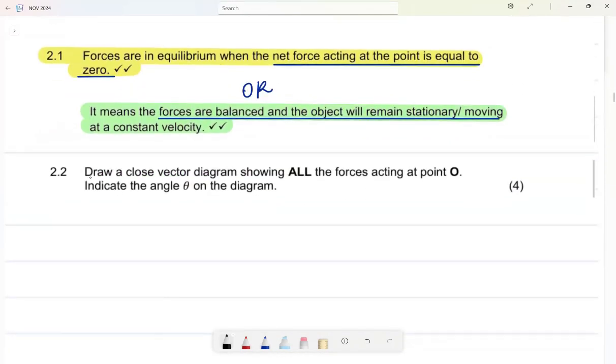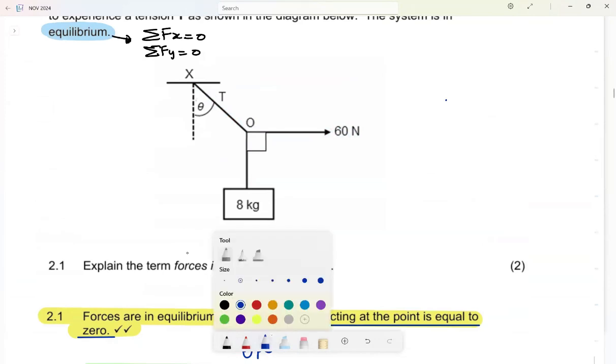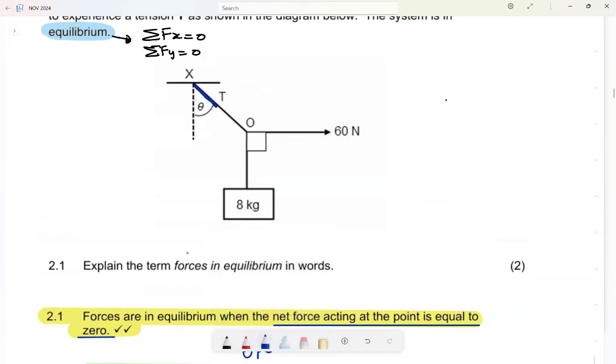Then 2.2 says draw a vector diagram showing all the forces acting at object O. Indicate the angle theta in the diagram. Many students struggle to draw this, but it's very easy. Let me show you. First, you know it is in tension, so this is your tension. And then draw your gravitational force FG here. Remember, this object will experience FG, so that FG will act here.